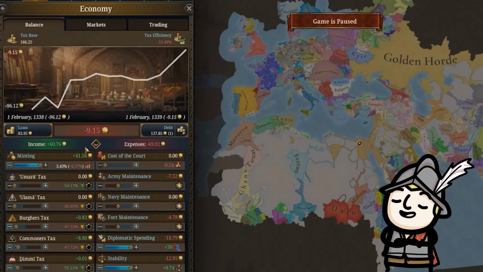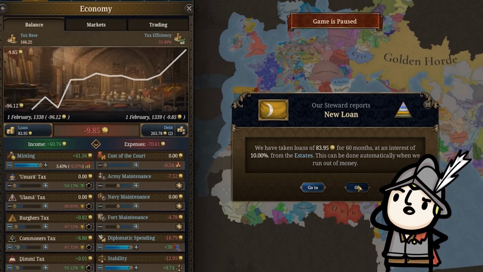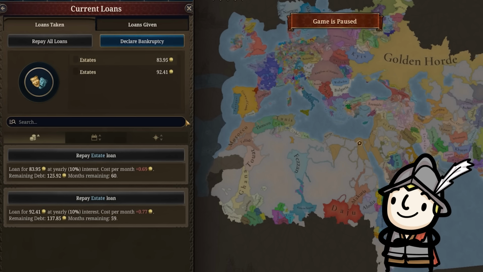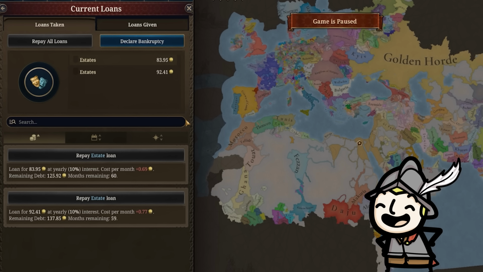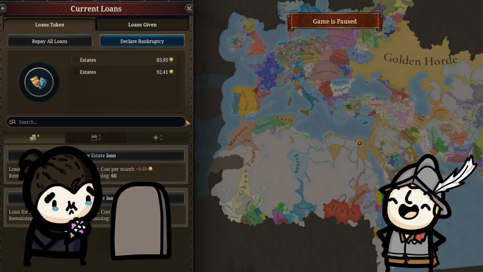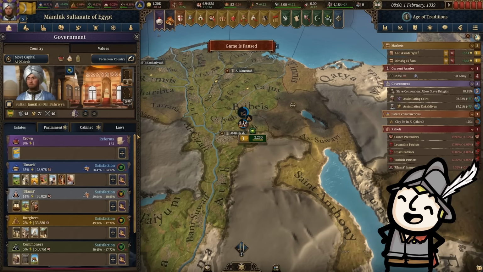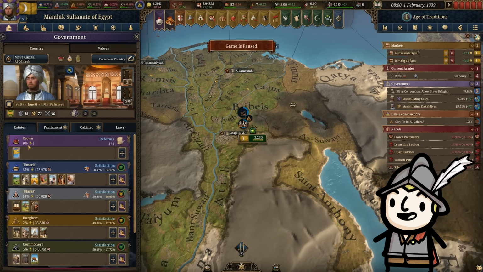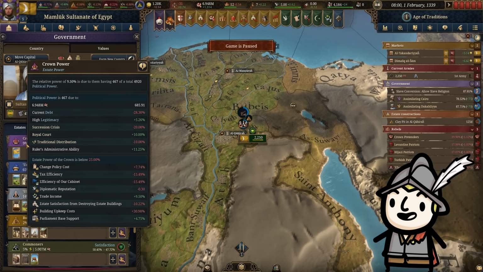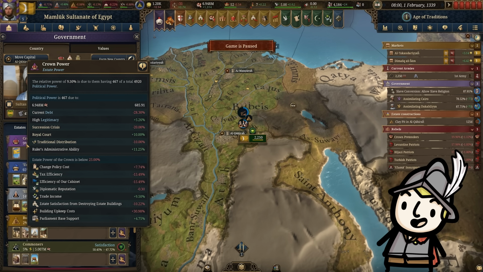Next, we have our loans, which we also looked at earlier. We can take out loans, but remember, we will be paying back these loans with interest to the estates. And if we right-click our debt button, we can see a breakdown of the loans taken, and this is where we can go to declare sweet, sweet bankruptcy. You do not want to declare bankruptcy. Debt is bad. If we take a look at our crown power, we can see that we have a current negative modifier for being in debt. That number will grow as the debt rises.